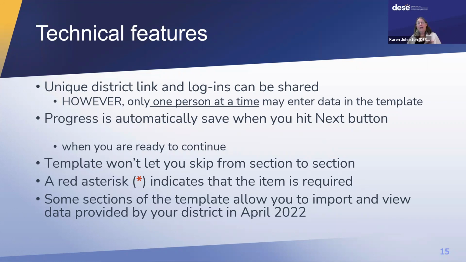And when you're ready to go back into the district and add more data, you'll simply click the same link and it will take you directly to the first blank page in your template. And from there, you can either go back to other parts of the template or you can continue moving forward and adding data. The template won't let you skip from section to section. So that means that everything has to be entered in sequential order. And you won't be able to progress until all items in that section are completed. A red asterisk will indicate that the item is required.